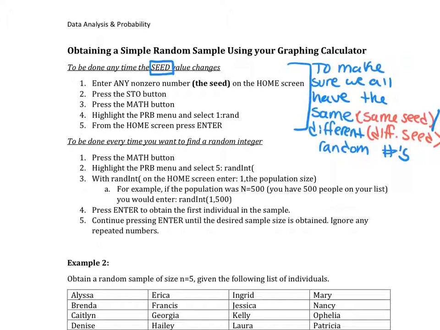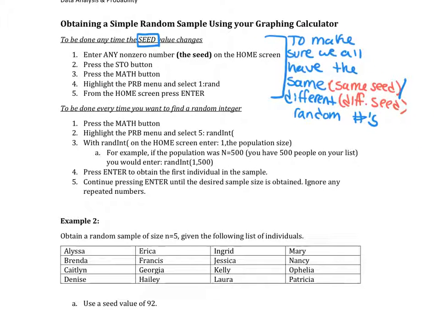Okay. The second part is instructions on how to actually get your random numbers. So the second part is to get your random numbers.